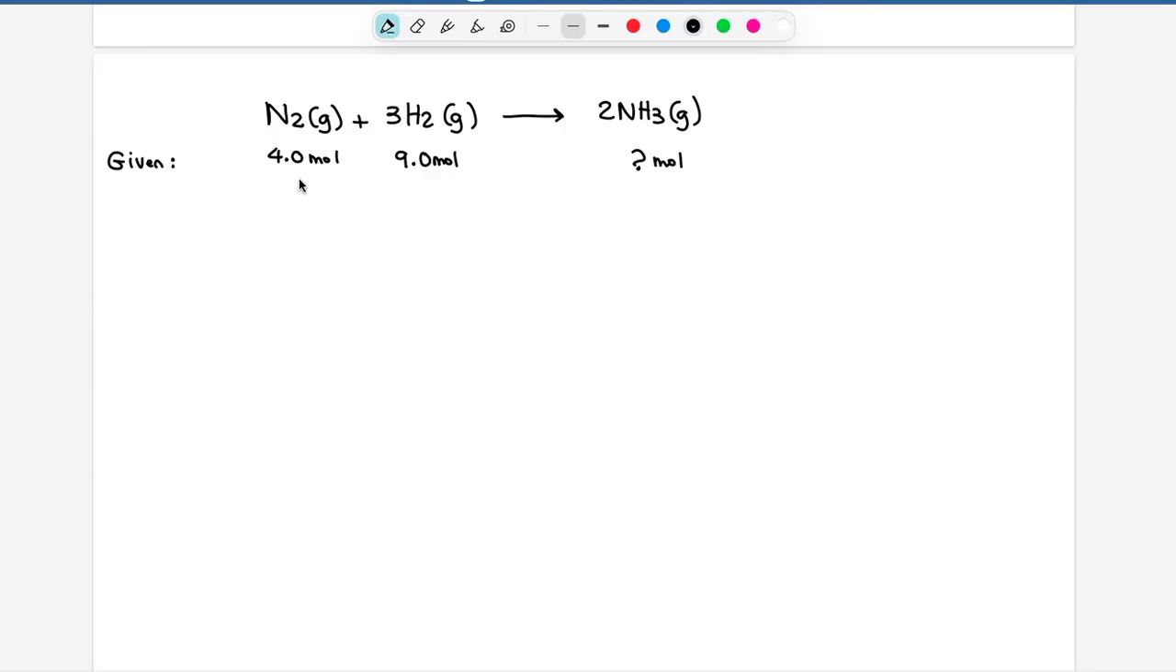The reason we need to find a limiting reactant over here is because too much information is given for the reactants. By too much information, I mean that we have the information of both N2 and H2, so it's kind of confusing which one to use for our calculation. If I use the 4 moles of N2 to find the number of moles of NH3, I might get a different answer than when I use the 9 moles of H2. And we cannot randomly pick one and do the calculations based on that.